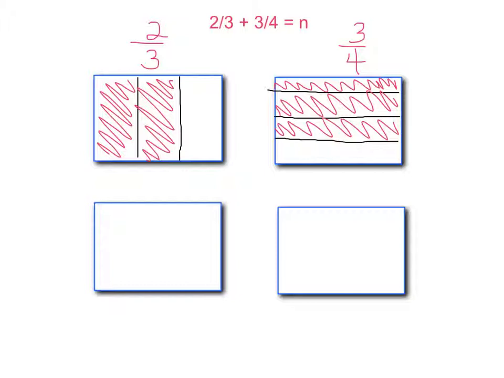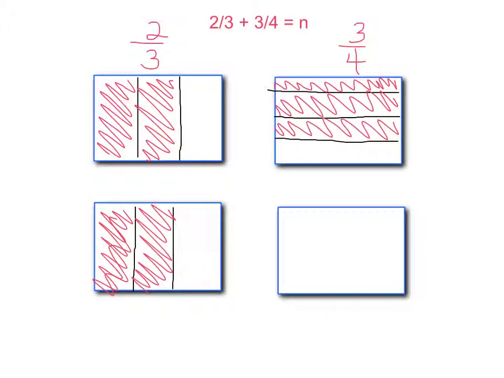Alright, again, repeat this on the bottom rectangles. So I do my 2 out of 3 equal parts are shaded in. There's 1 part, 2 parts, and I do the same thing over here with my 3 out of 4. And do the best you can to make equal parts. They're not going to be perfect. And I'm going to shade in 3 out of 4 equal parts.